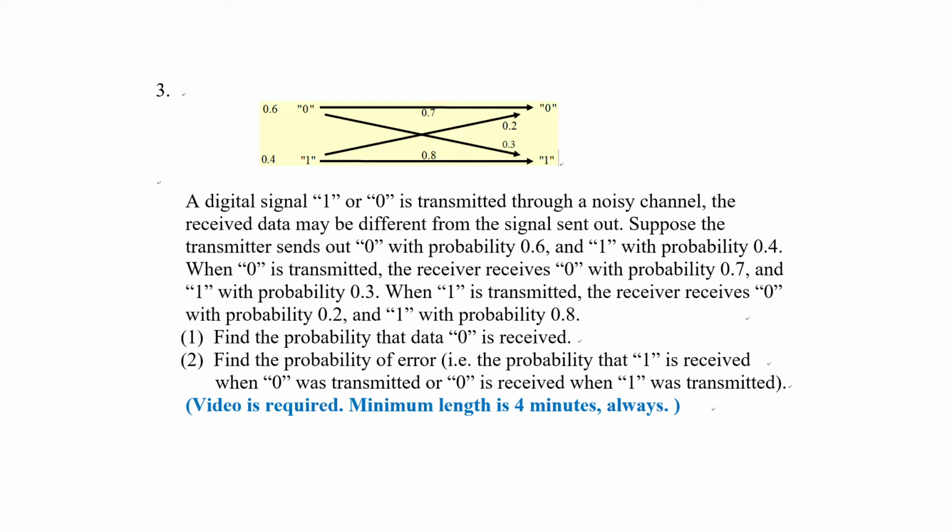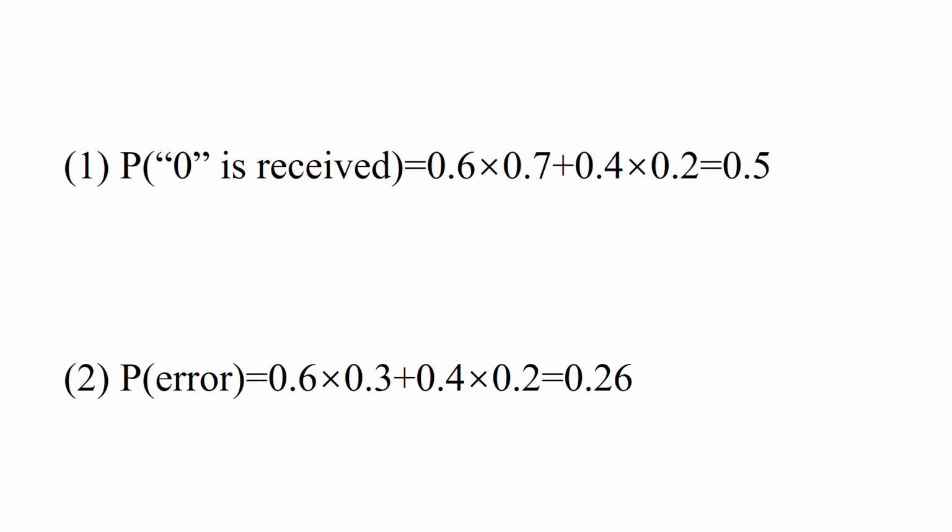And then, as in the solution of the first question, we need to add these two different probabilities together so we can get the answer. So the probability of the error is 0.6 multiplied by 0.3, which is when 0 is transmitted and the receiver finally received 1, plus 0.4 multiplied by 0.2, which is when 1 is transmitted and the receiver finally received 0. We add these two probabilities together so we get the answer. The probability of the error is 0.26.